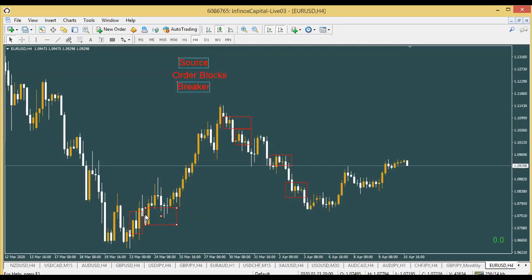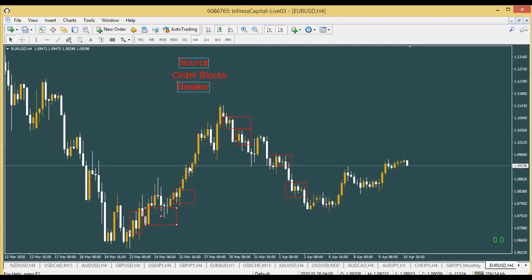This guy here. And then afterwards this was broken at this point, and then what we expect for this push up is this next one here. That is the next order block here.